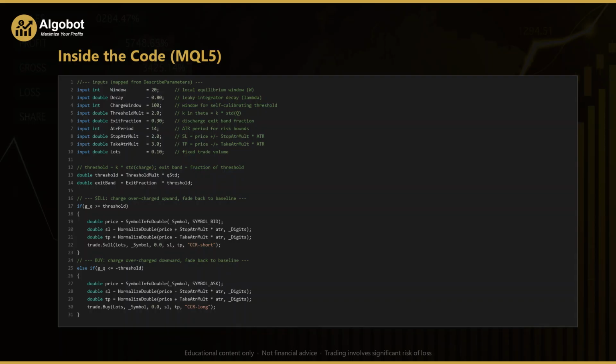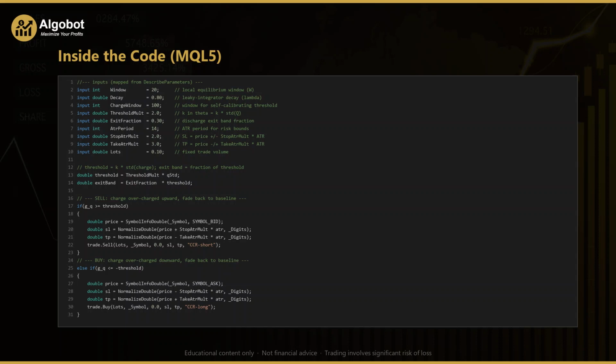Just above the signals, the code computes the threshold as the multiplier times the charge's standard deviation and the exit band as a fraction of that threshold. Now the two signal blocks. The first condition checks whether the charge, GQ, is greater than or equal to the threshold.